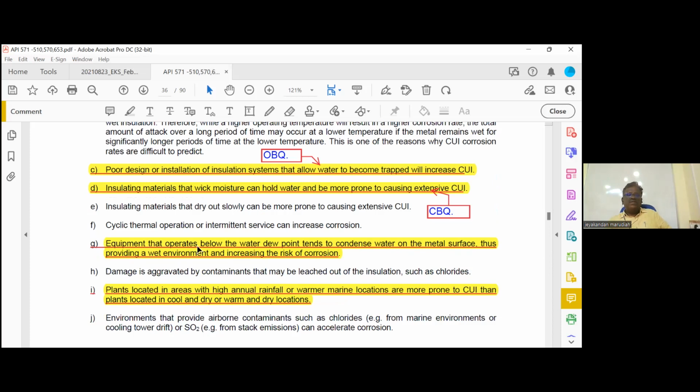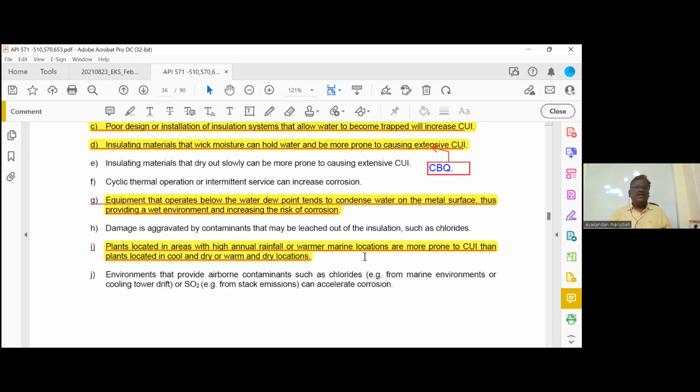Then highlight the G. Equipment that operates below the water dew point tends to condense water on the metal surface, thus providing the wet environment. And I, plants located in areas with high annual rainfall or warmer marine locations are more prone to CUI.